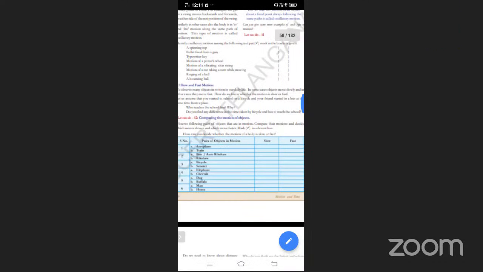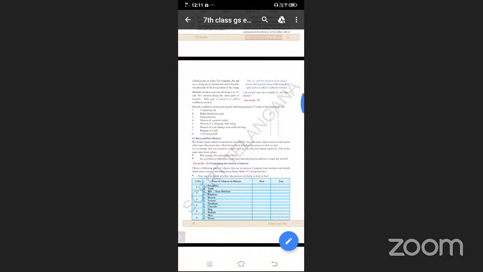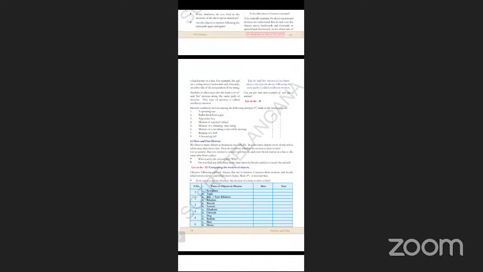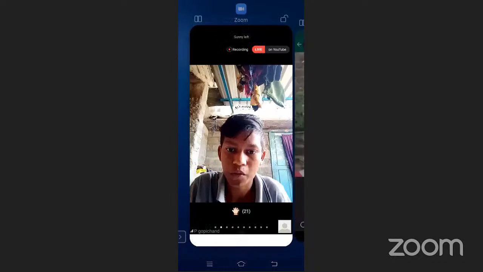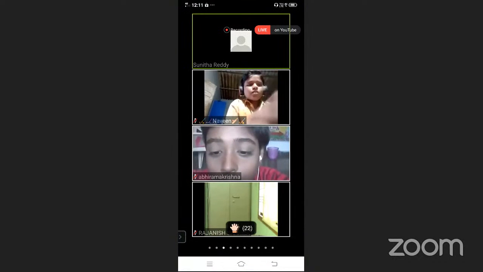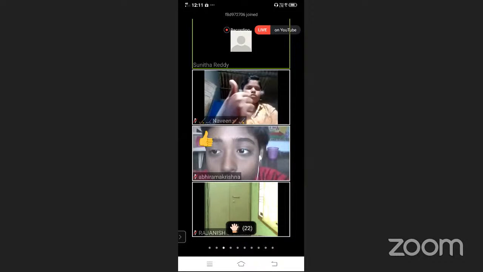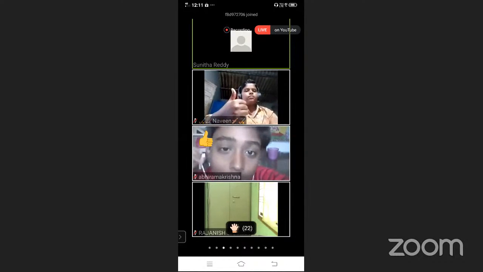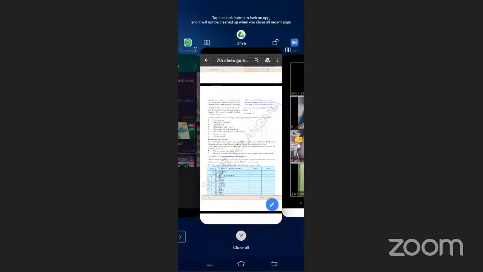So children, can you see the screen, Gopi? Can you see the screen, children? Just show me your thumb. Naveen, can you see the screen? Yeah, thank you very much.